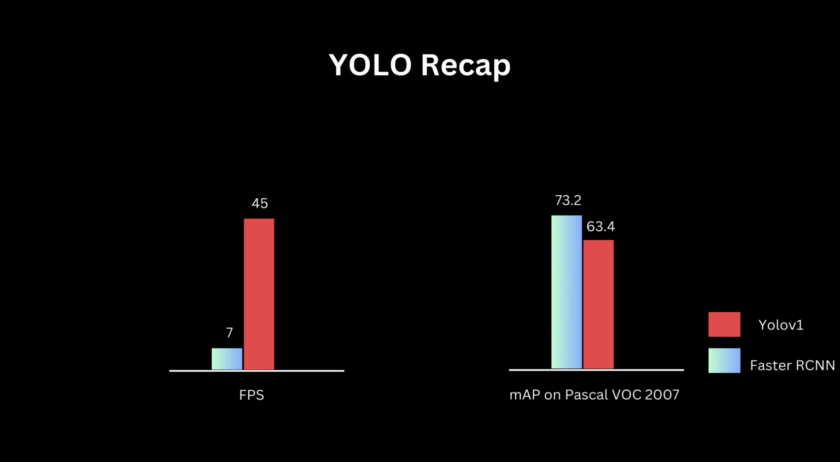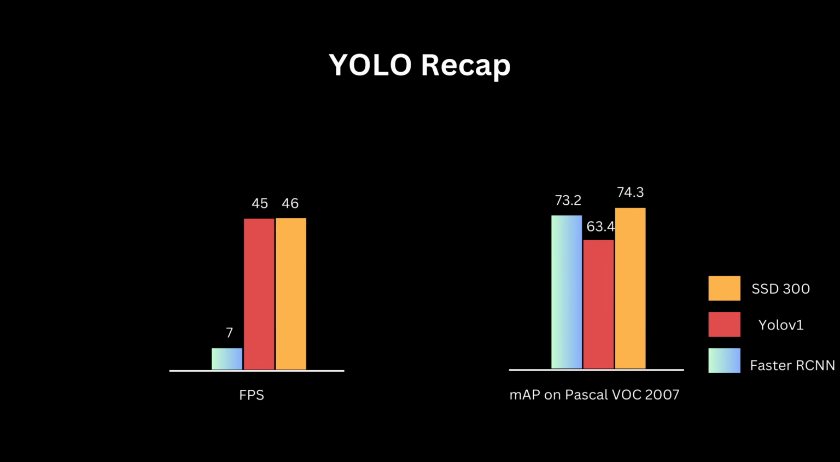The authors of SSD filled this gap with their model achieving similar performance, rather slightly higher performance than Faster RCNN on the VOC dataset, and all this while matching the speed of YOLO v1. For the rest of the YOLO videos of this series, we'll see how different YOLO versions keep pushing the boundaries of faster and more accurate object detection. Which brings us to the first upgrade from YOLO v1 to v2.